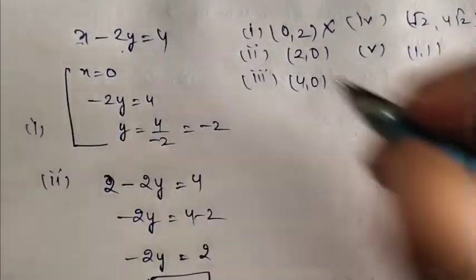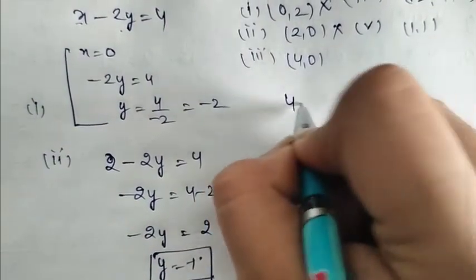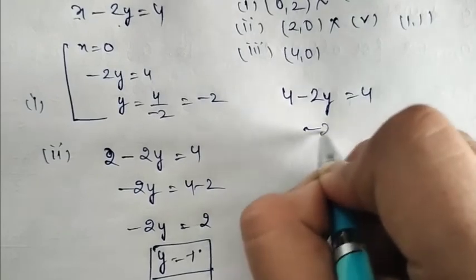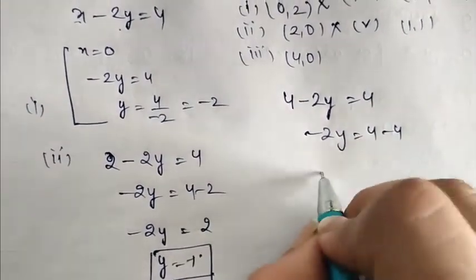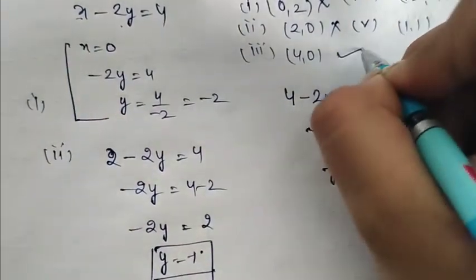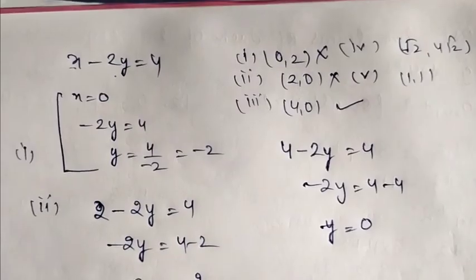Now we check the third part. Okay, if we put 4 as x, then our equation will be minus 2y equals to 4 minus 4. Then if we put 4 as a solution, then our y will be 0. So this is the solution of this particular equation. Okay, ऐसे ही आप आगे वाली values भी check कर सकते हो.